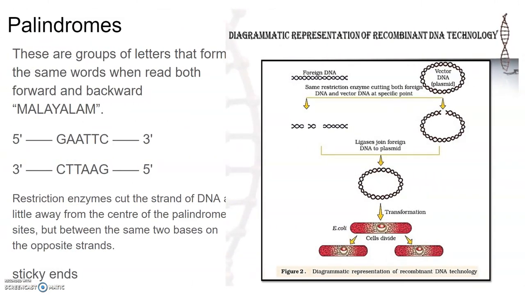Now palindromes we were talking about. These are the group of letters that form the same words when read both forward and backward, like the word Malayalam. If you read it from this side or from this side, it reads the same. So is the case with this sequence of the base pairs in the DNA, GAATTC. They read the same from both the sides, 5' to 3' or from 3' to 5' end.